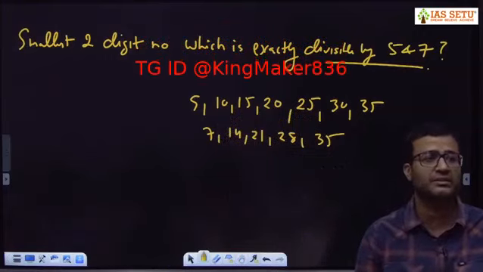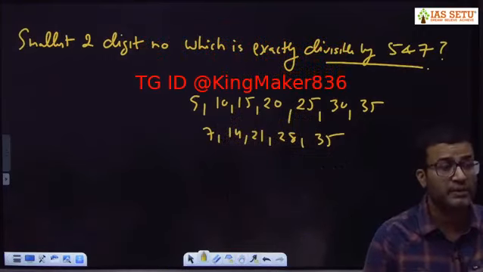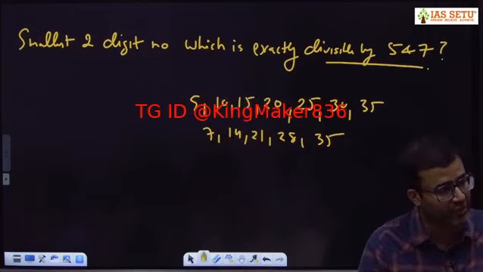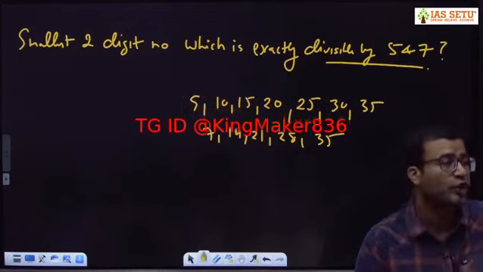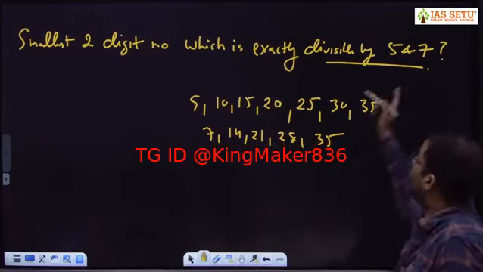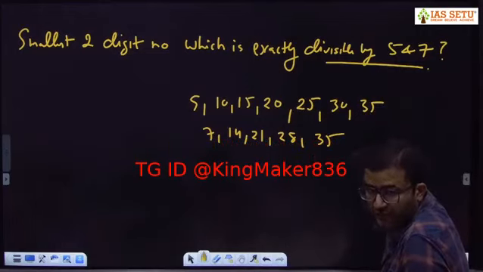What are exactly divisible by 7? Multiples of 7. But since it is asked the smallest 2-digit number which is exactly divisible by 5 as well as 7, we take the LCM of 5 and 7, and we get the answer 35. So our answer here is 35.